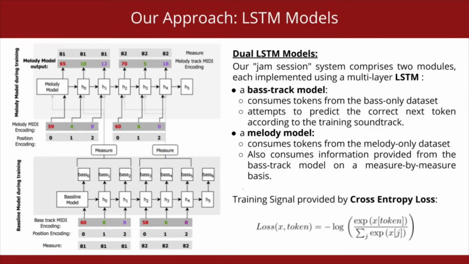As for the architecture of our artificial jam session, we utilized two multi-layer LSTM models, one for the bass track model and one for the melody track model. In our setup, we train the bass track model first on the tokens from the bass-only dataset, and then we train the melody model with the tokens from the piano dataset, augmented with the information provided from the pre-trained bass track model. This information being the averaged hidden state representations as an aggregate encoded representation of the bass track. And finally, our training signal is provided by cross-entropy loss.